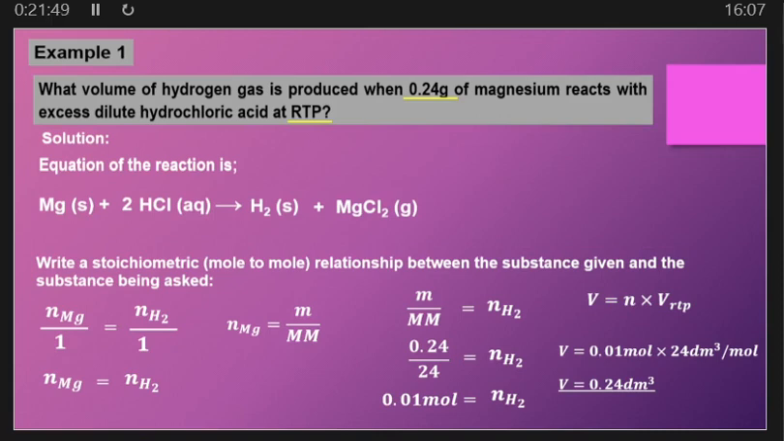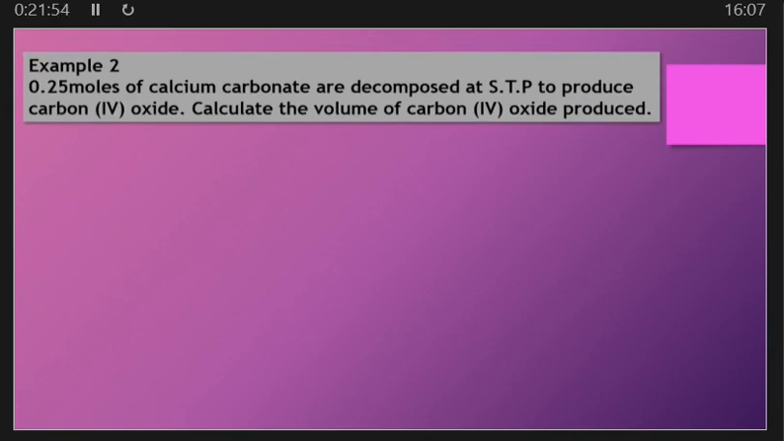So let's go to the next example. So here we have example 2. Example 2 reads: 0.25 moles of calcium carbonate are decomposed at STP to produce carbon 4 oxide. Calculate the volume of carbon 4 oxide produced. So let's look at our solution.